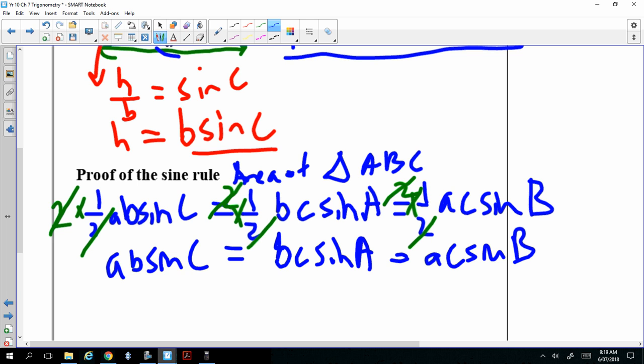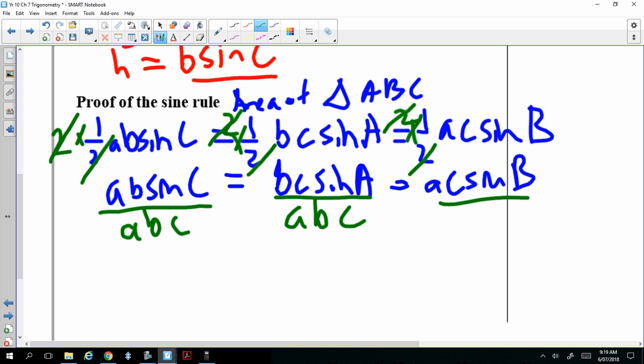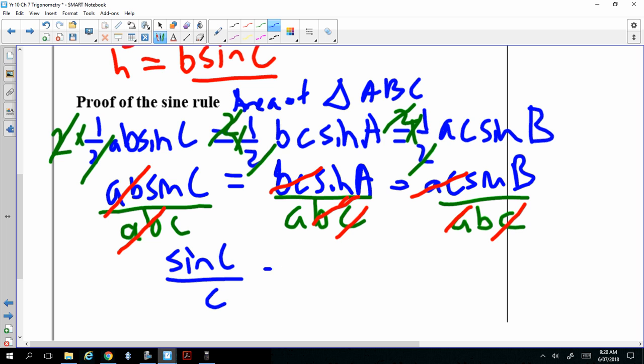And the next step is something not obvious, so we're going to do that. I'm going to get rid of the AB, BC, and AC all at the same time. So what we do is, let's divide by everything. You've got to do the same thing on both sides of the equation. Okay. So the AB gets cancelled, the BC gets cancelled, and the AC gets cancelled. And what do you have left? You have this sine rule.